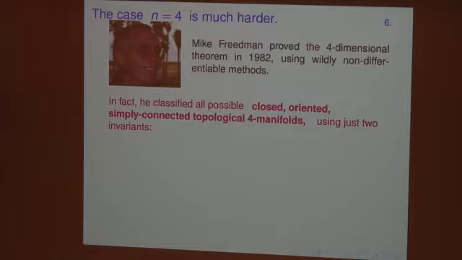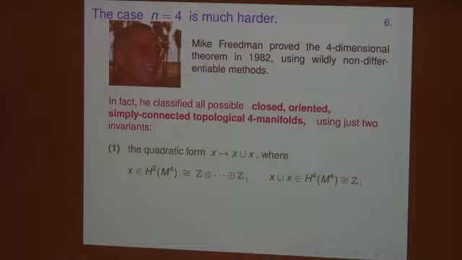And he showed that they were totally classified by just two simple invariants. One was an algebraic invariant, the quadratic form, where if X varies over the middle cohomology group of the manifold, which is just a free abelian group of some rank, then the cup product of X with itself belongs to the top dimensional cohomology, which, given an orientation, we can identify with the integers. So this is a quadratic map from a free abelian group to the integers, what we describe as a quadratic form.